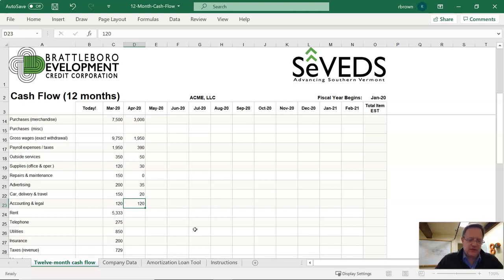Accounting and legal can't really change a lot, nor can subscription services. Rent, again, you're in discussions, but nothing's been settled yet. But you're in discussions to see if there's some accommodations that can be made. Telephone stays the same. Utilities, because you're not producing as much, and maybe you've reduced some hours, those bills have come down a little bit. Insurance, unfortunately, stays the same. And tax revenue is a percent of gross.